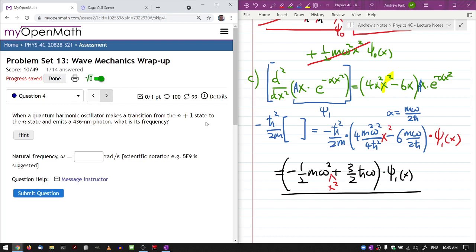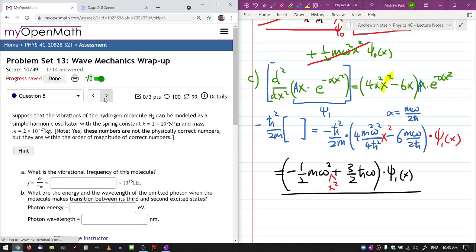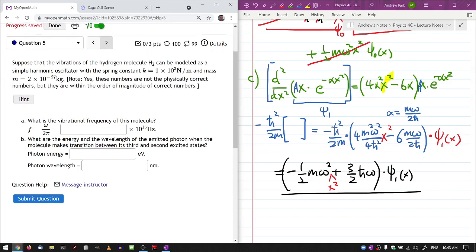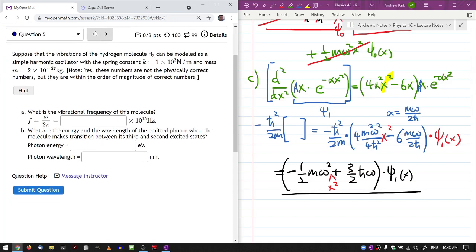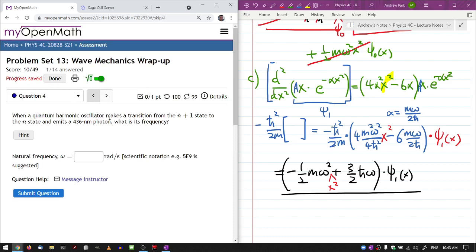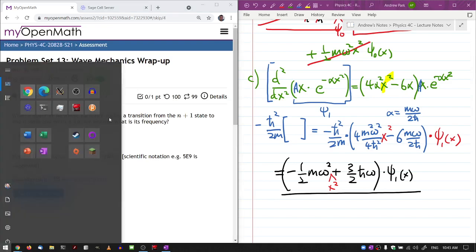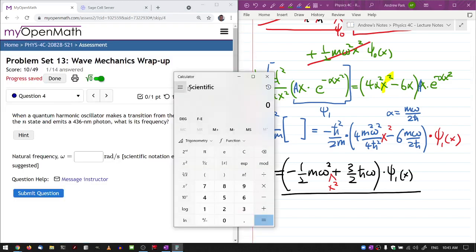All right, let's look at question 4. Oh, you know what? This is pretty easy. It's transitioning between adjacent states of the harmonic oscillator, so the energy difference is going to be h bar omega. So omega will come very simply from the formula. I could do it, but I'll just do it in a calculator without a lot of complicated expression justifications.